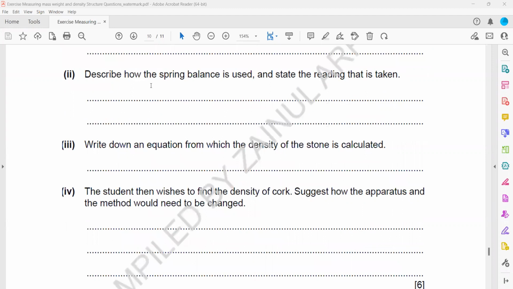Describe how a spring balance is used and state the reading that is taken. The same answer: using a spring balance, first we'll find the weight. Because we want to find the density, we don't need weight, we need mass. So first we find the weight, and then mass is equal to weight divided by gravity.